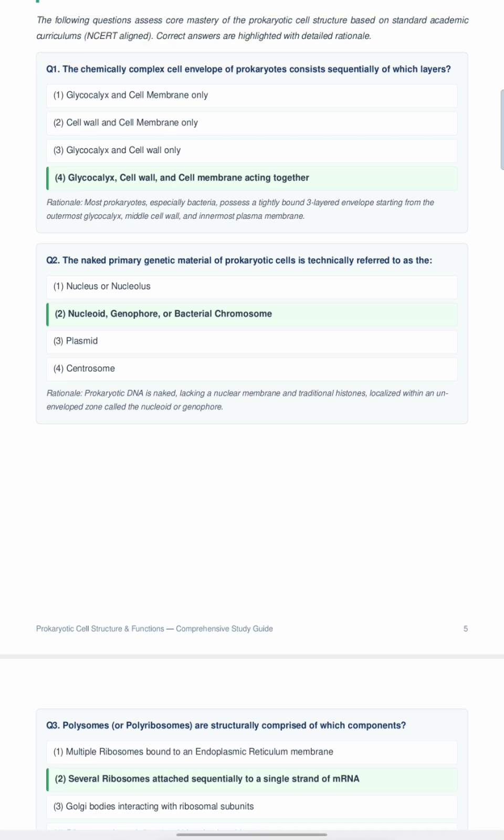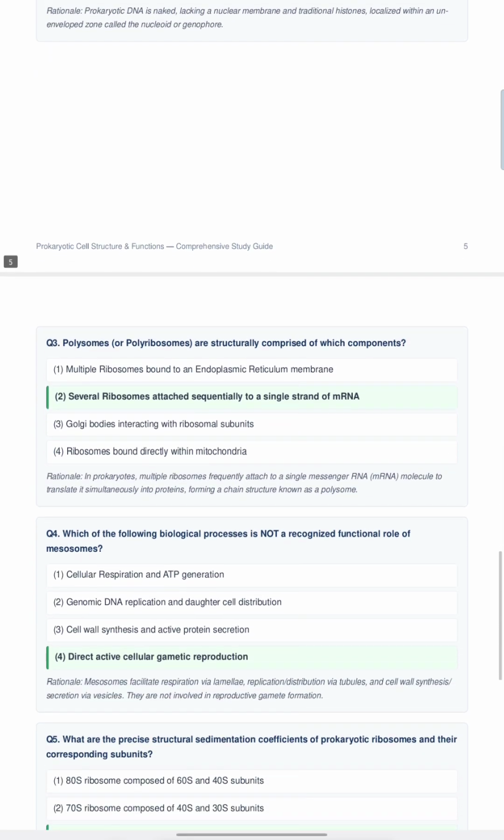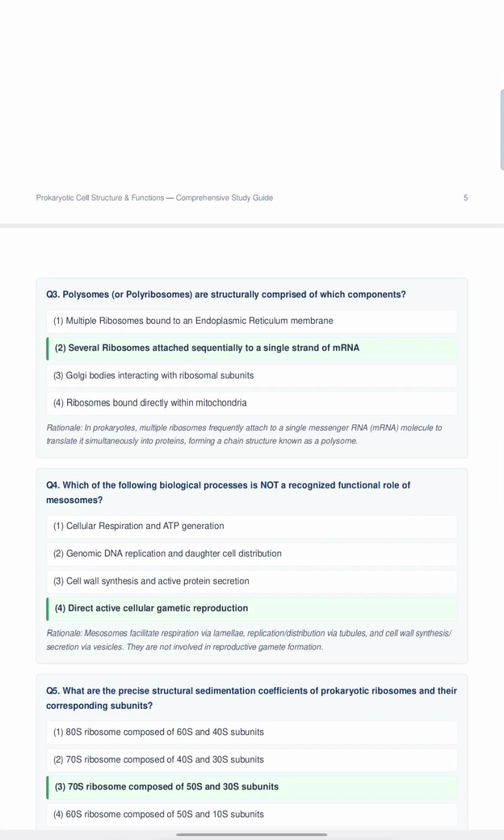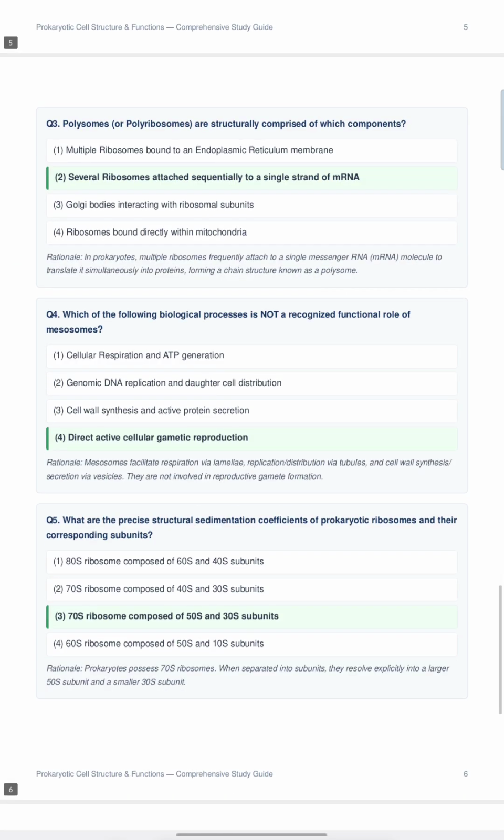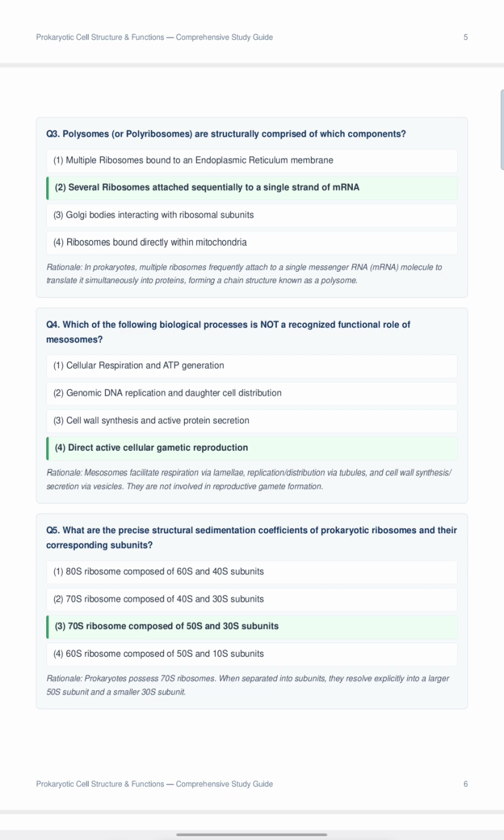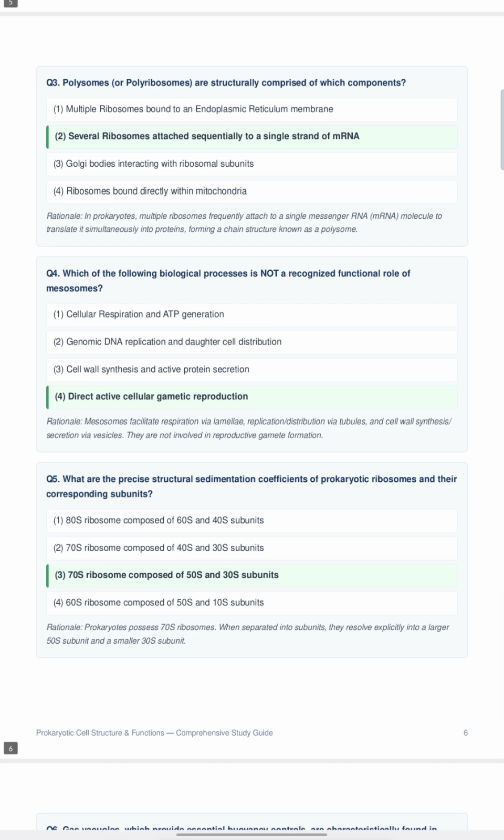Now, the next: the primary genetic material of prokaryotes is technically referred to as the... The second one is the correct answer. Now, polysome, I think I have not taught you, but a polysome is a chain where ribosomes are attached to a single mRNA strand. Now the third question.